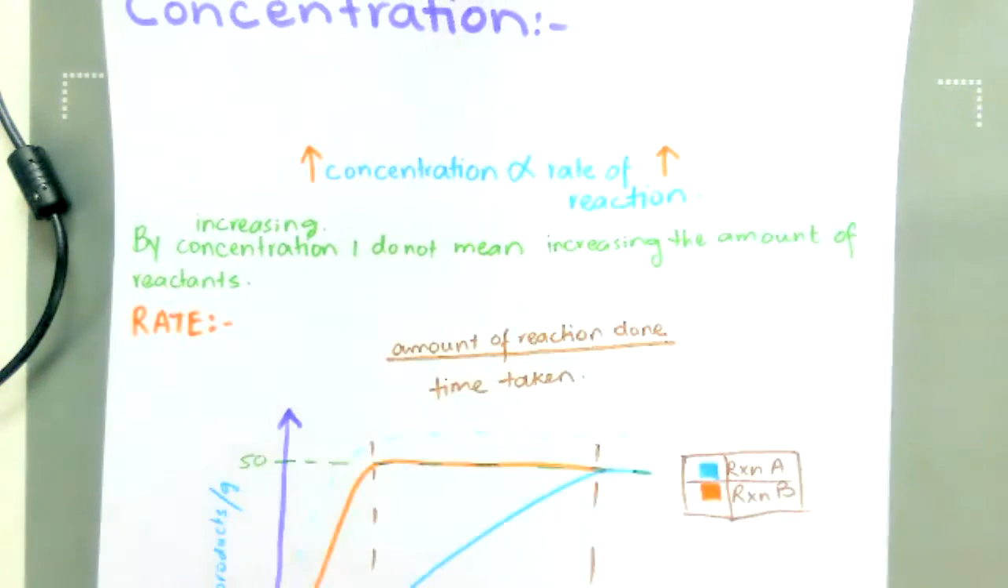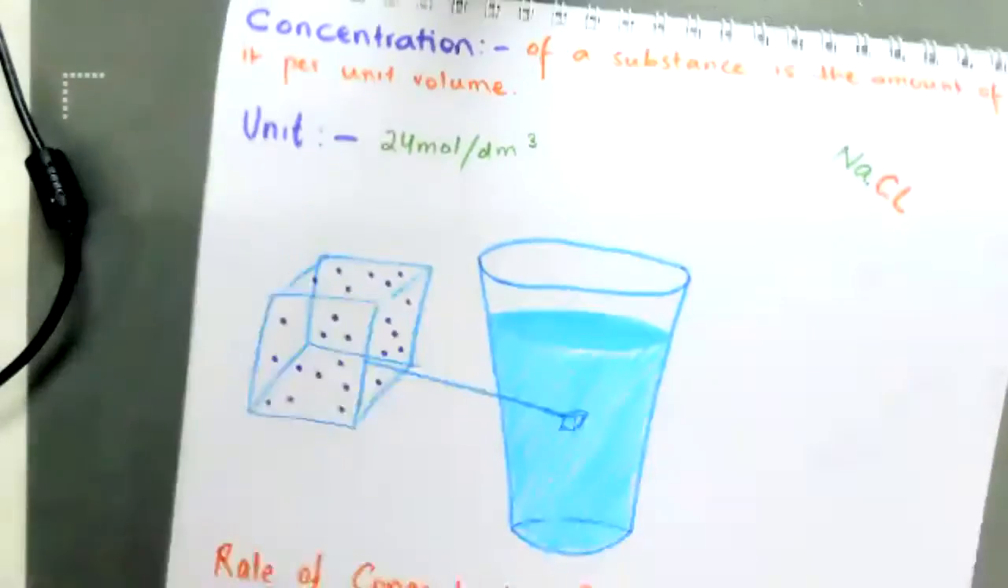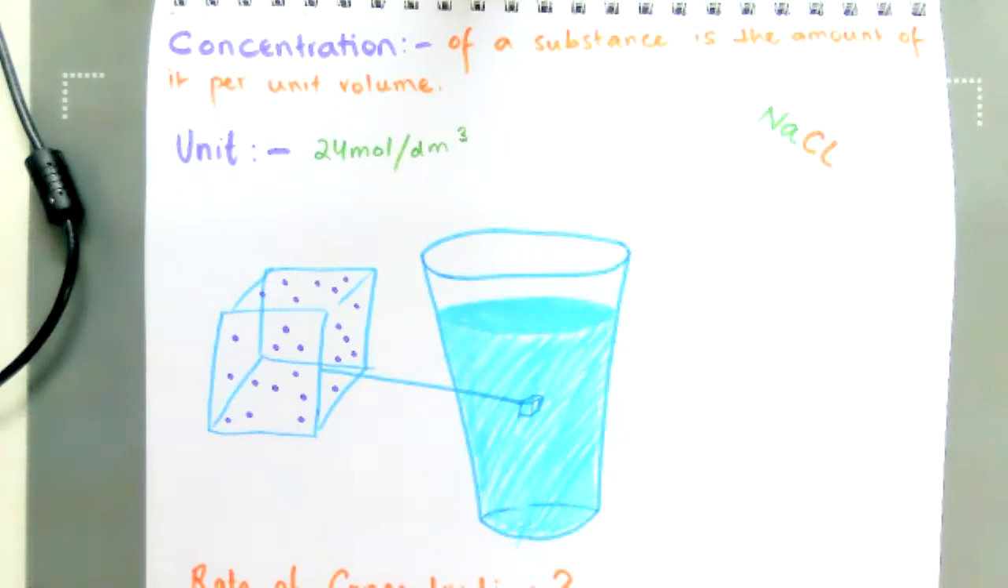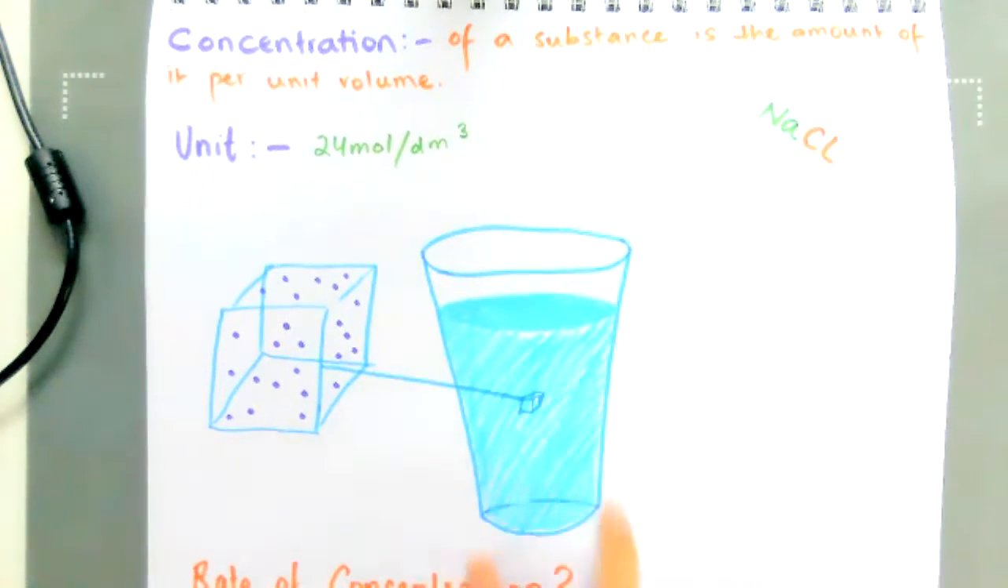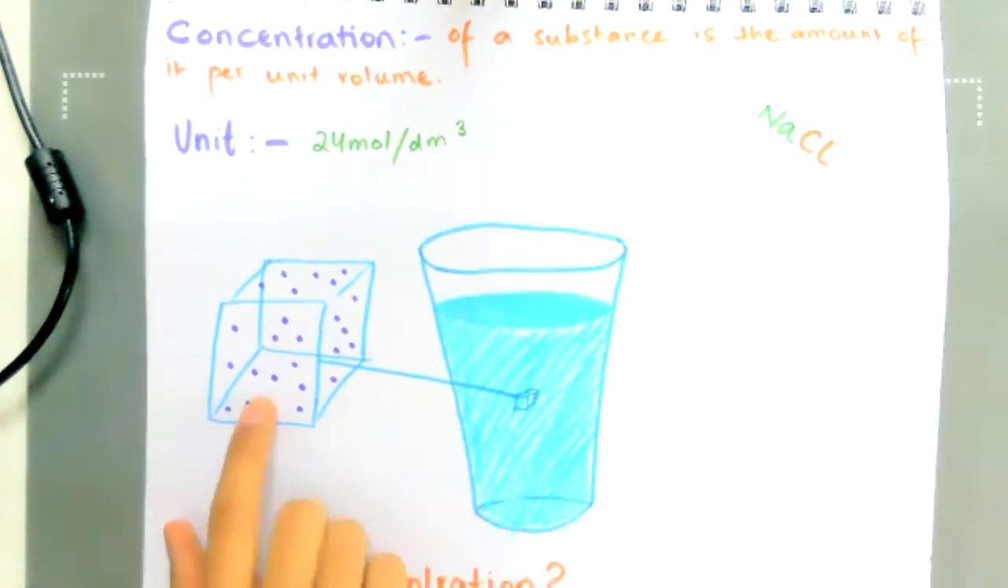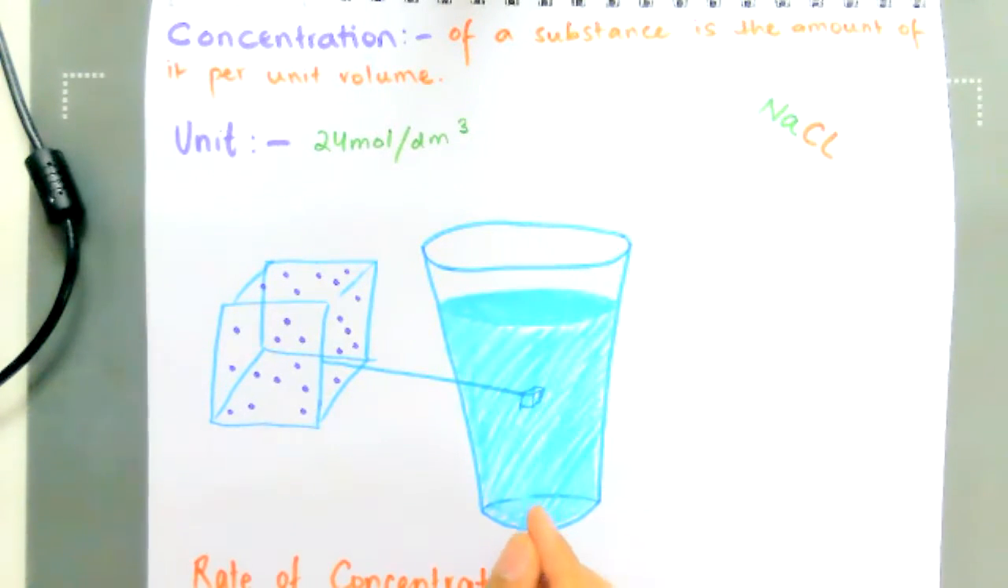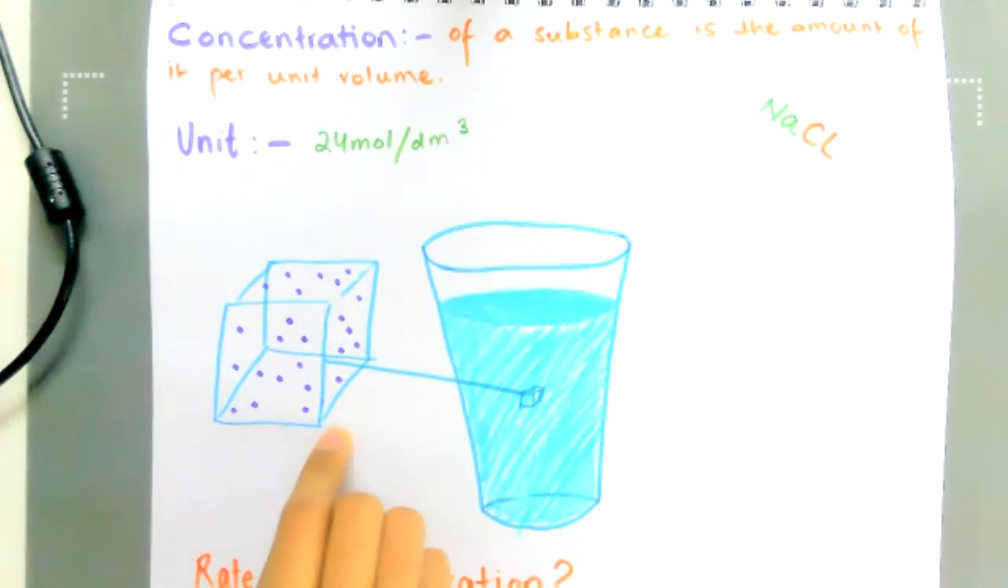Concentration, if you're talking about solutions, is the amount of solute per given volume of the solvent. So if I'm talking about a salt solution, and I say that this solution is 24 mole per dm cube, if I take 1 dm cube from this glass of salt solution, I'm going to find 24 moles in this 1 dm cube. So this is going to be my concentration.